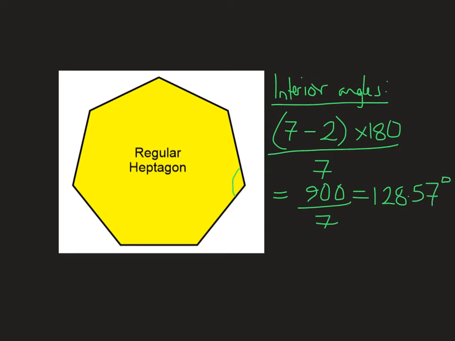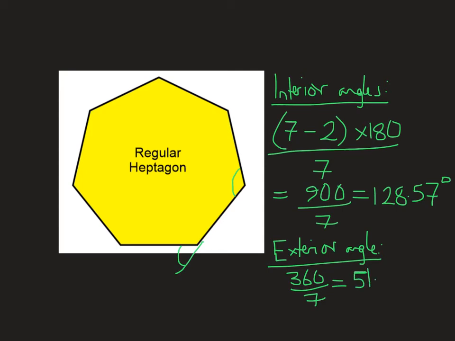It's a recurring decimal, but we'll probably want to give it to 2 decimal places or whatever the question gives. Okay, the exterior angle: all I need to do is 360 divided by 7, because I'm splitting that 360 degrees equally between the 7 exterior angles. It will look something like this, and I get 51.43 degrees.